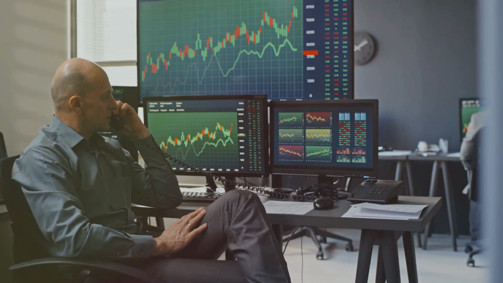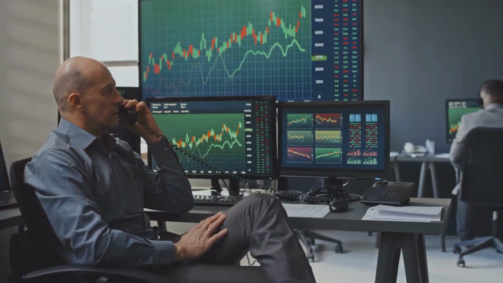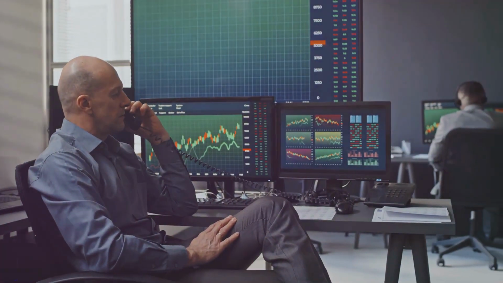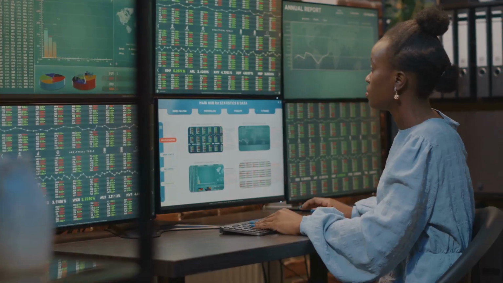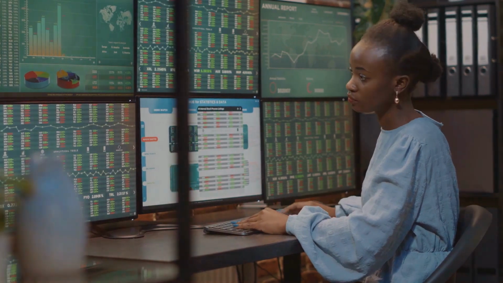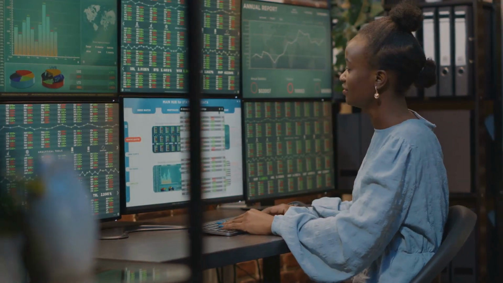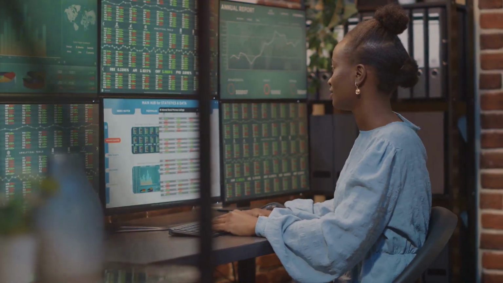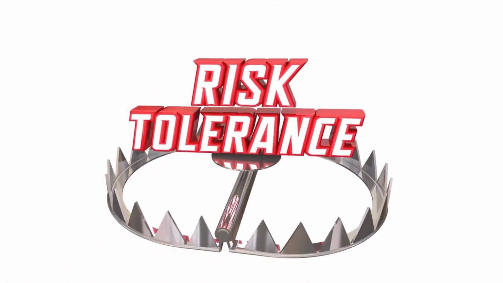If the stock's price plunges, your put option will increase in value, offsetting some or all of the loss from the stock. Hedging can be complex and isn't suitable for all investors. But for those with the knowledge and willingness to take on the extra risk, it can be a powerful tool for managing portfolio risk. Next up is assessing risk tolerance.